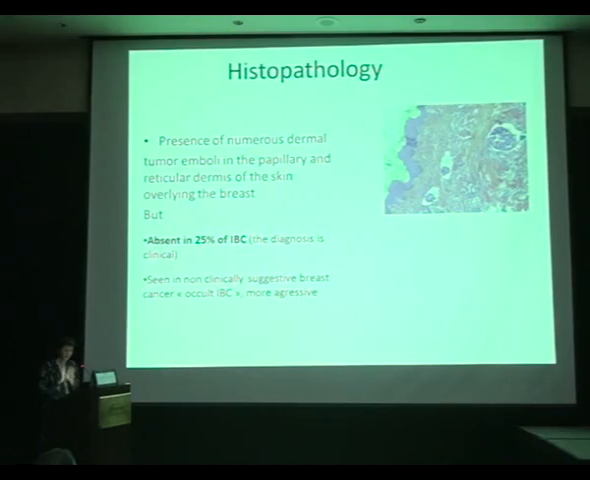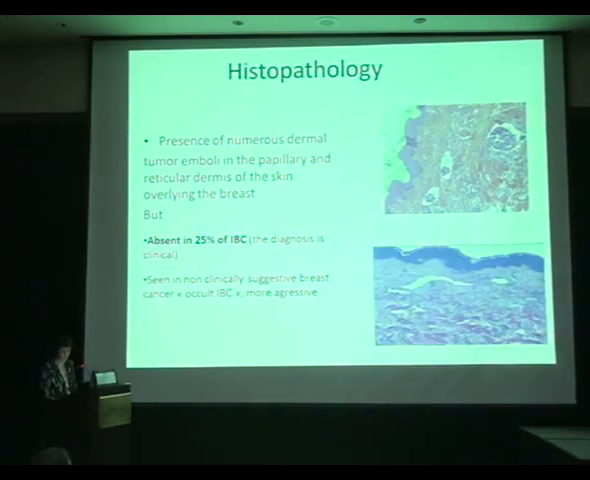Those emboli have to be seen in the papillary and reticular dermis of the skin, like it's shown in the picture. And it can be seen also sometimes in locally advanced breast cancer. And when those emboli are in the dermis like that, it's called an occult IBC. So it's suggestive of an inflammatory breast cancer, and usually the clinical course is more aggressive. But sometimes we only have dilatation of the lymphatics without any emboli inside.